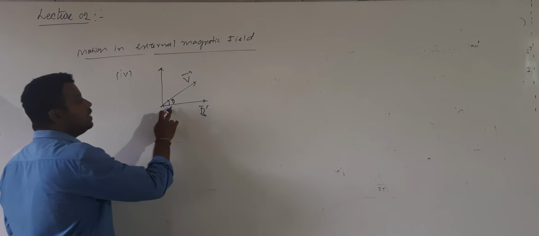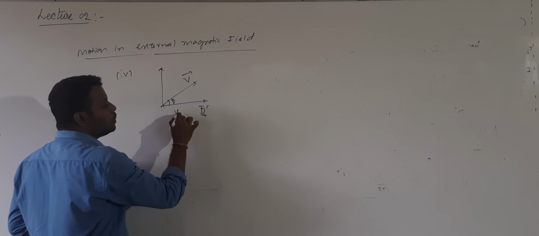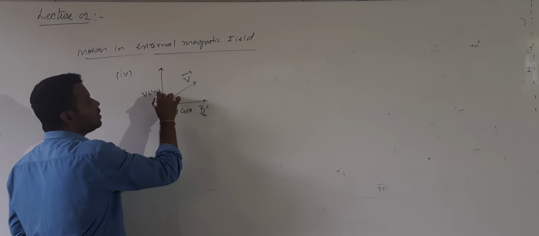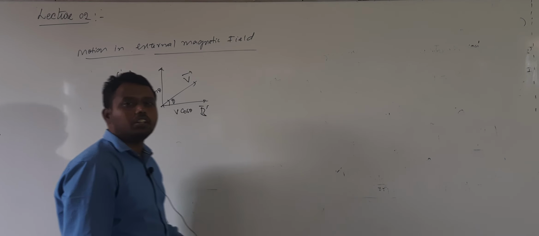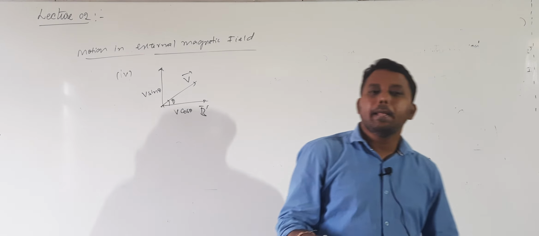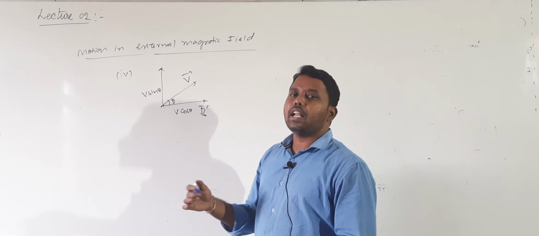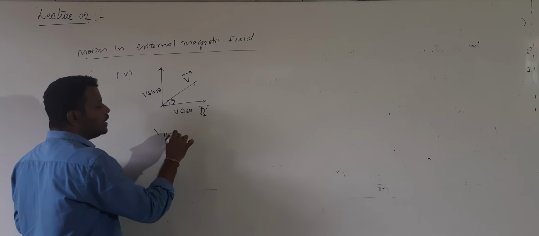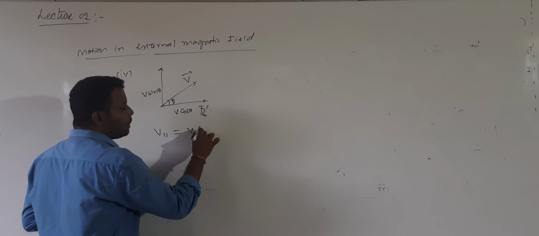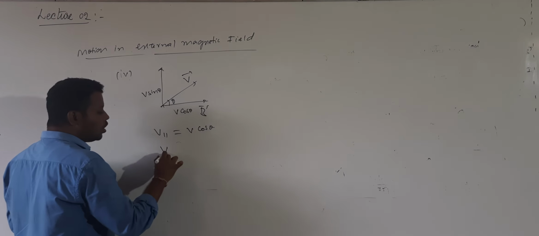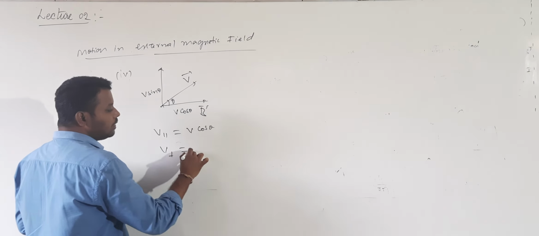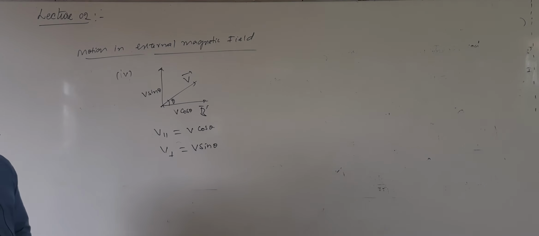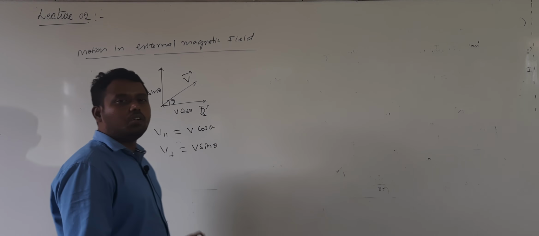So whenever theta is like this, can I resolve the velocity into two components? This is v cos theta, this is v sin theta. Whenever a particle enters a magnetic field of induction B bar by making an angle theta, its velocity is resolved into two components. One component is parallel to B bar, called v parallel, with value v cos theta. The other is v perpendicular, with value v sin theta.